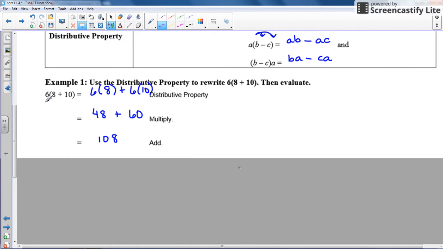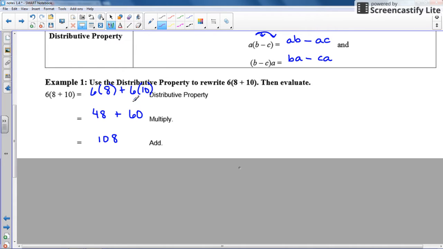If we have 6 times the sum of 8 and 10, we could, in theory, using the order of operations, just do 8 plus 10 would give us 18 and multiply it by 6. But that would be a little harder to do mentally without pulling out a calculator.